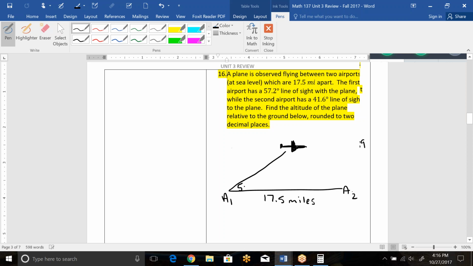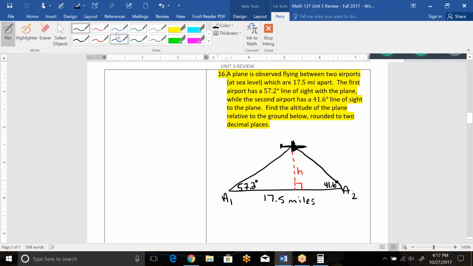But if the angle of viewpoint is 57.2 degrees, the other one has a line of sight that is 41.6 degrees. We want to know what is the height or altitude of the plane relative to the ground right below it. So we're looking for this h. So this is a problem where we can't just jump straight into this height. We're going to use this big black triangle to help us figure out one of the sides that we're missing, and then we can make a right triangle out of one of the smaller triangles to find h.